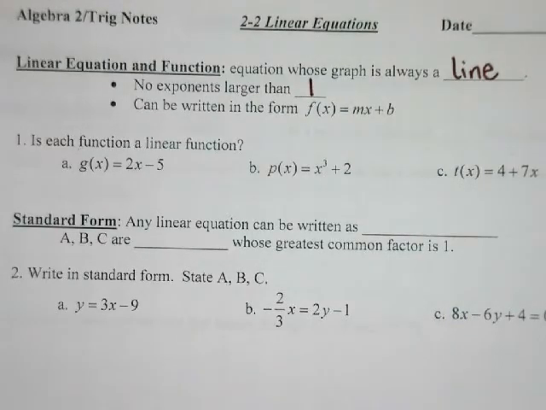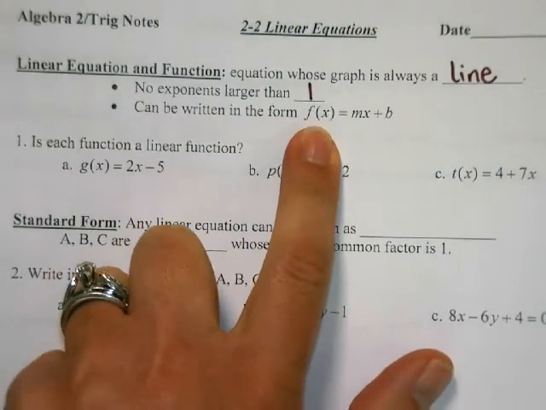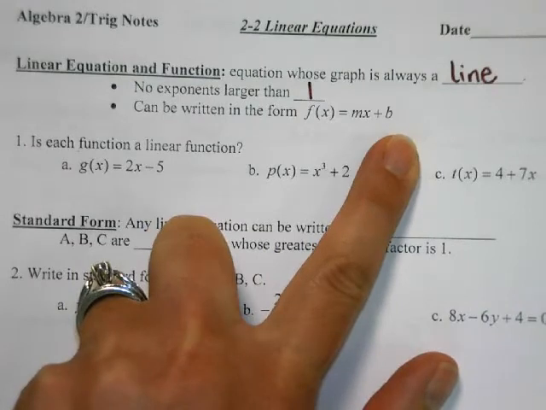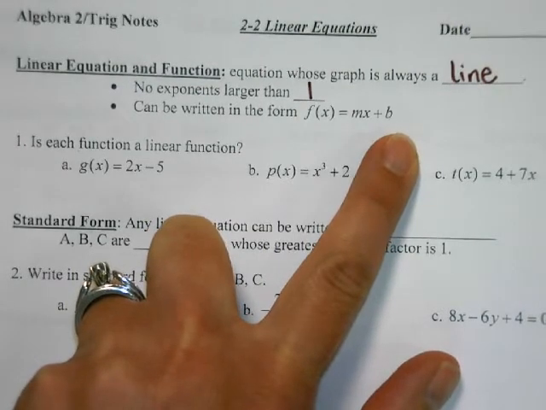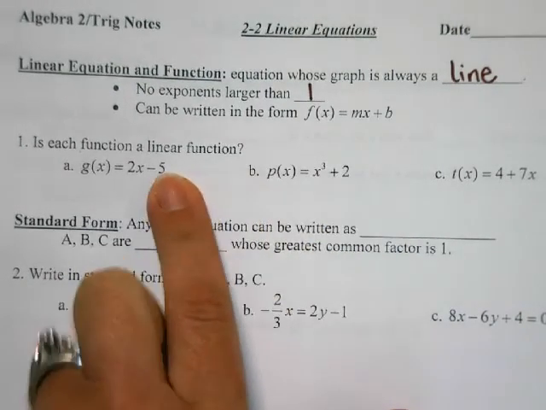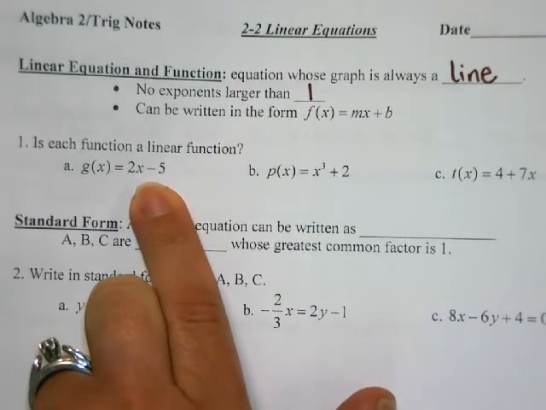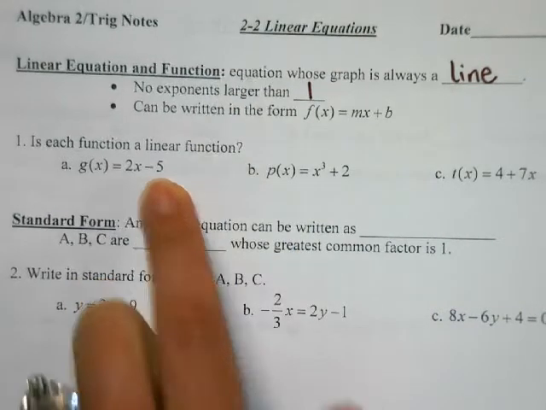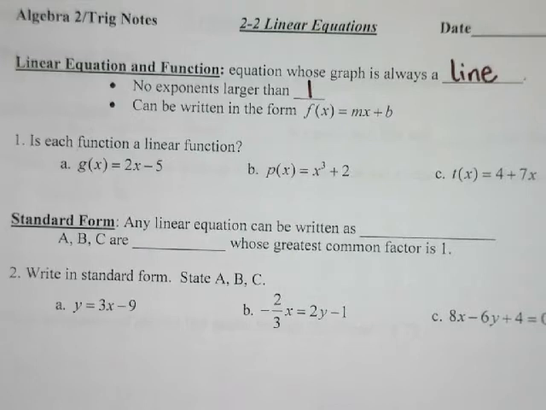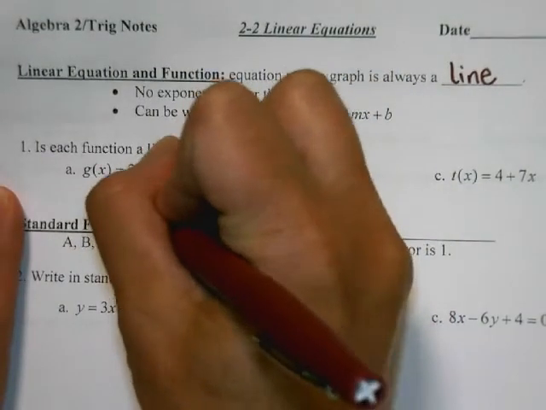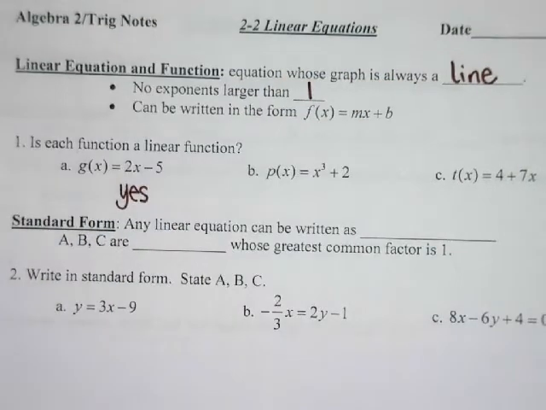It can be written of the form f of x equals mx plus b. Remember, this is just fancy y. Y equals mx plus b. Okay, so look at number 1 there. It says, is each function a linear function? If I were to graph that guy, would I see a line? 2x plus minus 5. Yes, okay, so that guy's linear. My slope is 2, my y-intercept is -5.